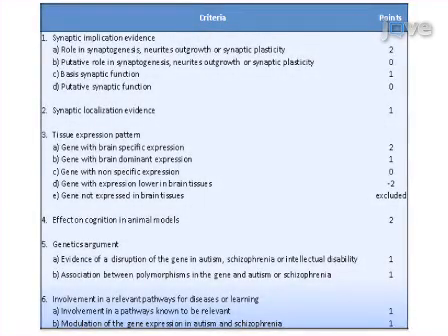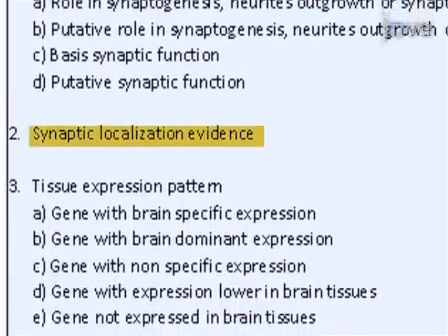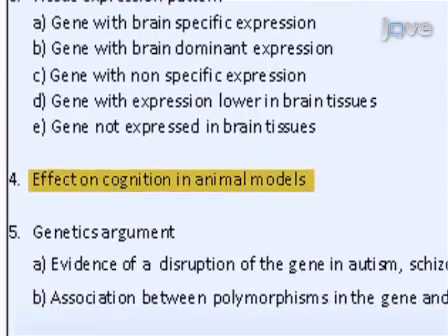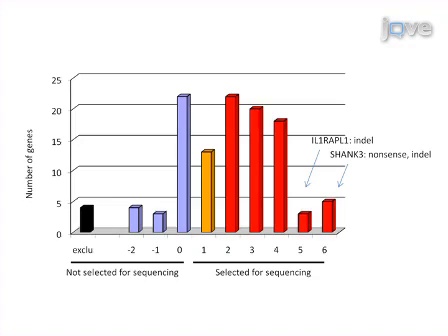Selection of the best candidate genes is based on a scoring system. For example, this set of criteria can be used for scoring genes associated with neurocognitive diseases. Neurological diseases, like amyotrophic lateral sclerosis, for example, would use very different criteria. They include synaptic implication evidence, synaptic localization evidence, tissue expression pattern data, animal model cognition data, arguments from genetic analysis, and involvement. After applying these criteria, many genes can be parsed out of the study in favor of better candidates.